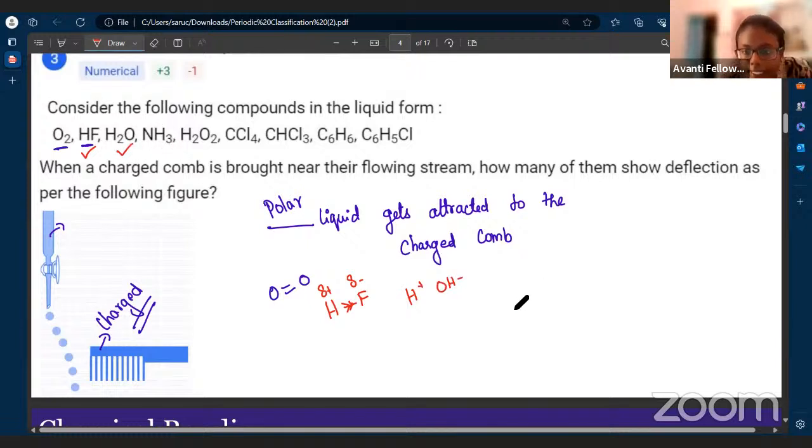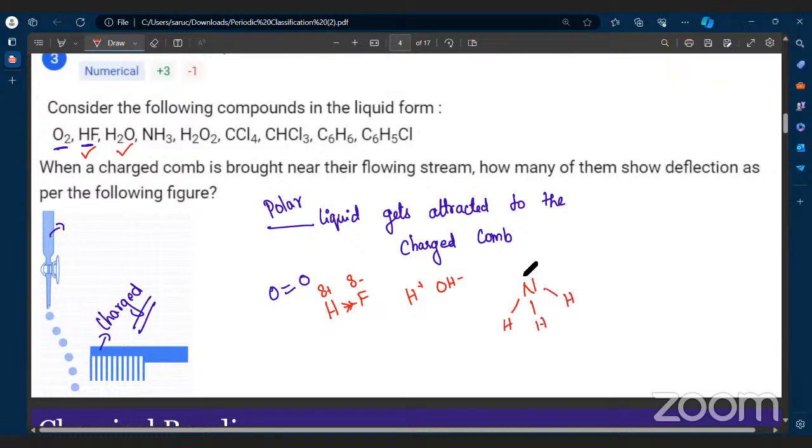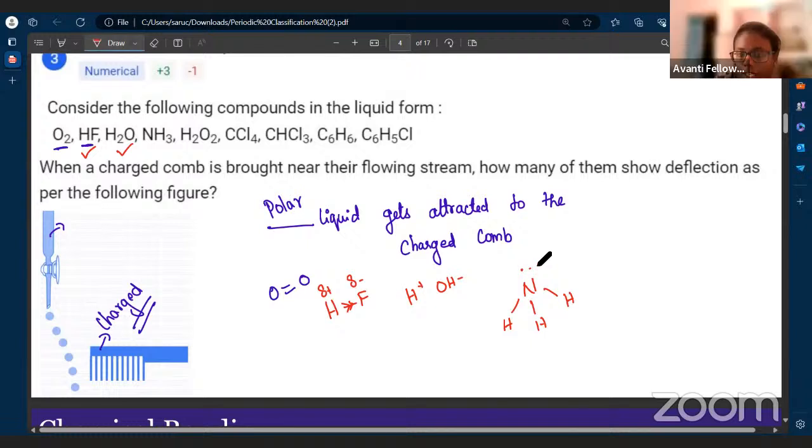What about NH3? Polar. In NH3, how many lone pairs do you have? One lone pair. So the dipole moment will be in the direction towards the lone pair. And here we know that nitrogen is more electronegative. So the dipole moment is not equal to 0. It is acting in the same direction, so therefore it is also polar. What about H2O2? It is also polar.